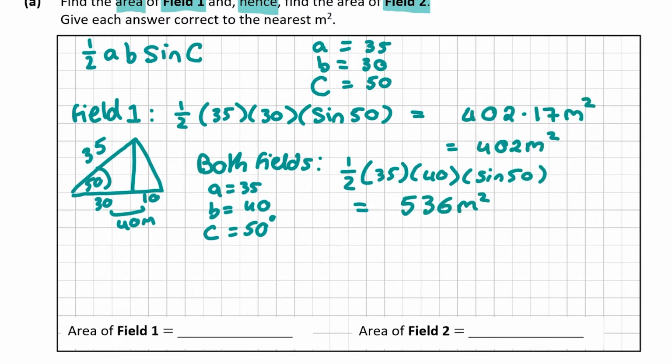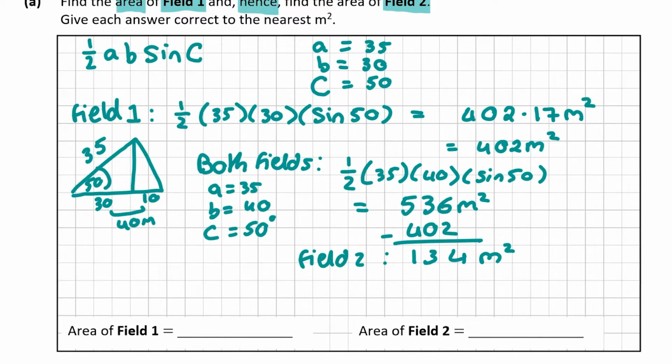So now field 2 is going to be both fields minus field 1. So I'm going to take away 402 here and we're left with 134 meters squared. So field 2 is 134 meters squared.